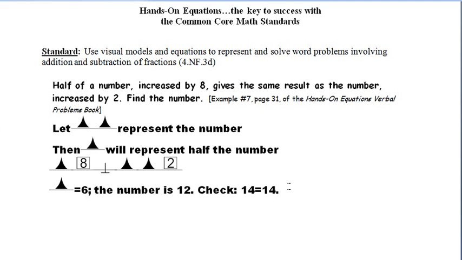So the approach we're suggesting to help your students meet this 4th grade standard using Hands-on Equations is to use 2 blue pawns in this example to represent the whole number, and therefore half of the number will be simply 1 pawn. Once the students have set up the equation, they can use their legal moves as usual. We have more examples to illustrate the process in the Hands-on Equations Verbal Problems book, and we have our training for teachers, which gives plenty of practice using this approach.